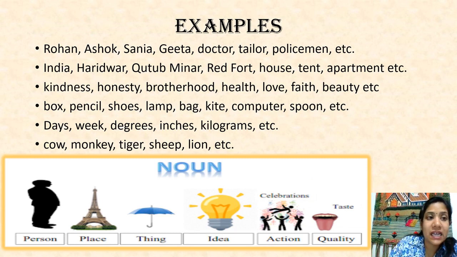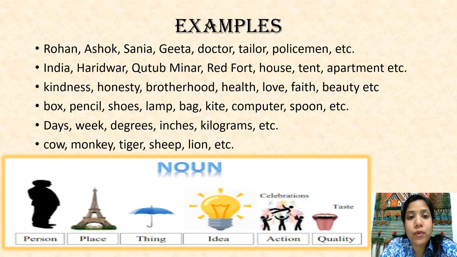Name of any place like India, Haridwar, any monument like Qutub Minar, Red Fort, any normal place like common place like house, tent, apartment, hospital, garden, all these are nouns. Now, feelings and emotions like ideas like kindness, honesty, brotherhood, health, love, faith, beauty, all these are nouns.